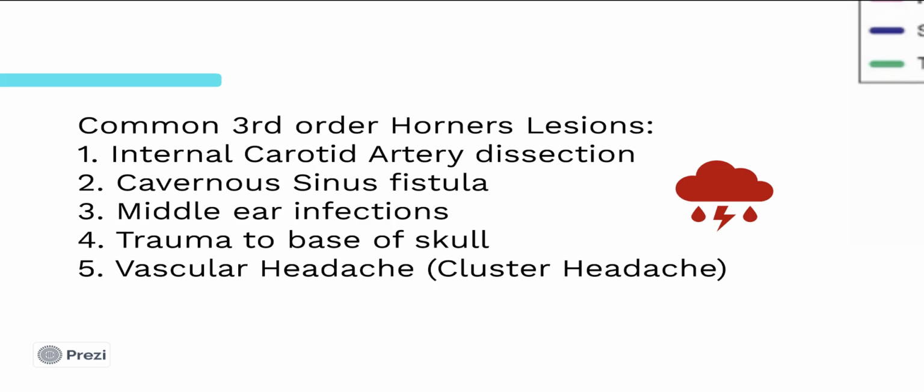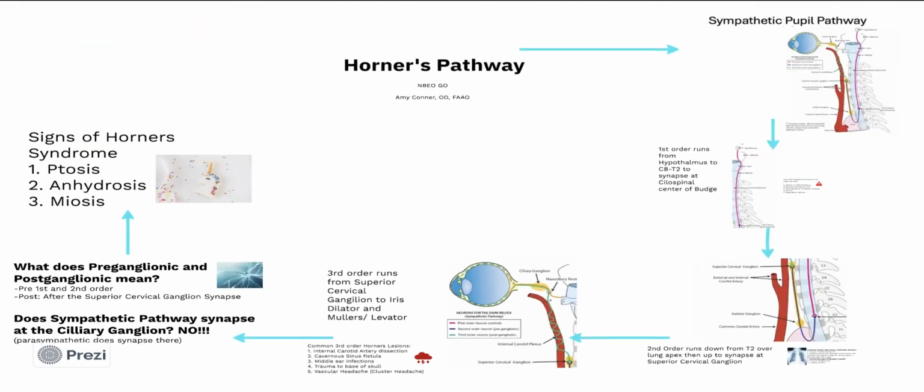Middle ear infections, trauma to the base of the skull, and a vascular headache called a cluster headache. The two I would know here are internal carotid dissection, and also a cluster headache that's on one side of the head and comes with a miotic eye and ptosis. Think of a vascular headache called a cluster headache associated with Horner's, causing a third order neuron problem.